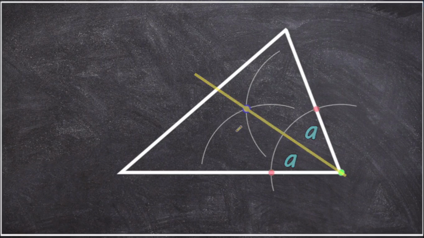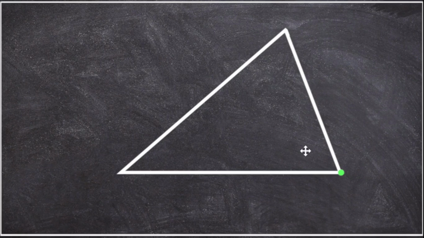So let's begin. So we want to bisect the base angle on the right. We've highlighted that vertex, and we use a compass at that vertex to draw a curve that intersects with the edges that are adjacent to that angle. And here are the intersects.